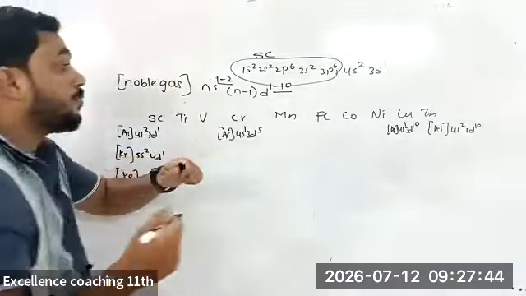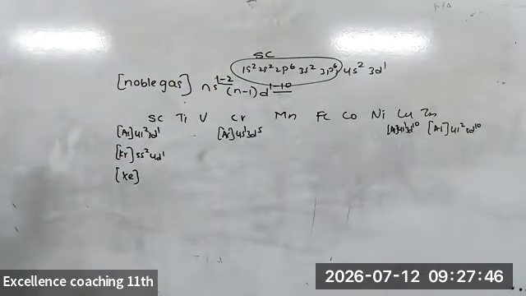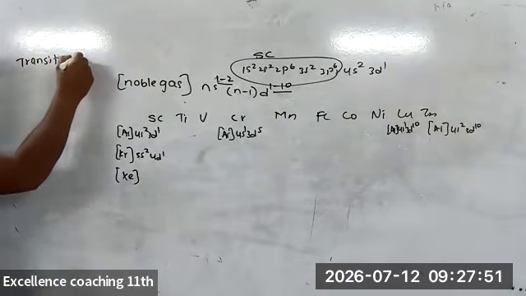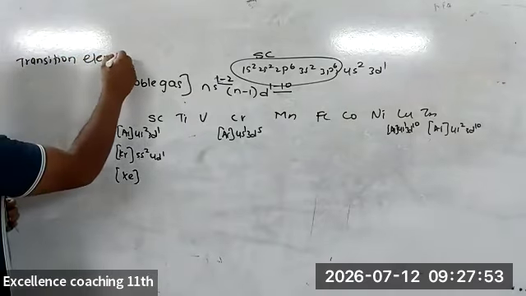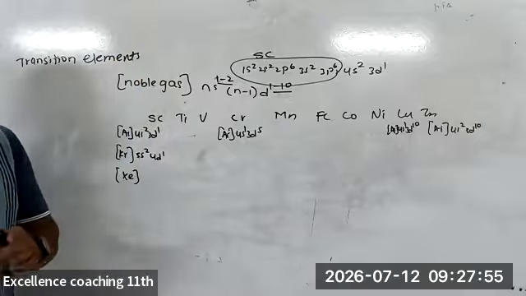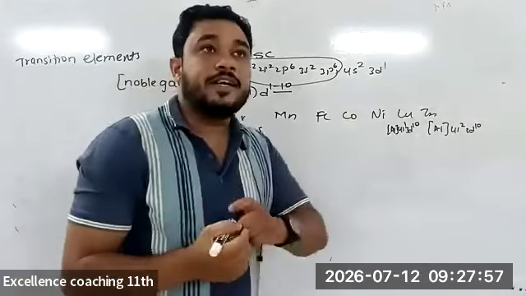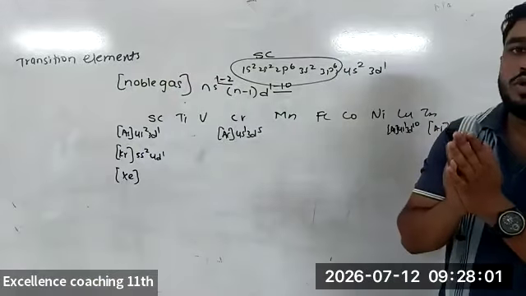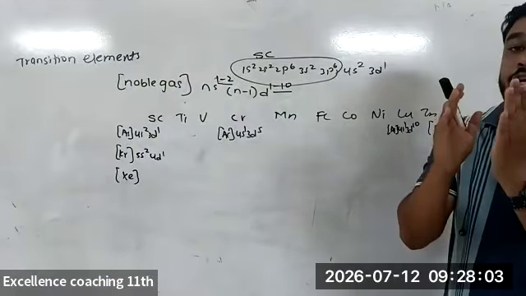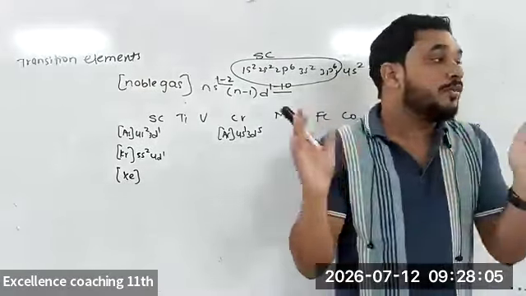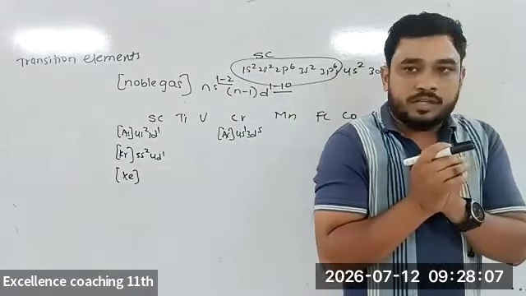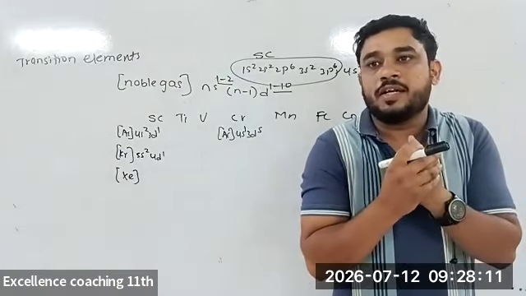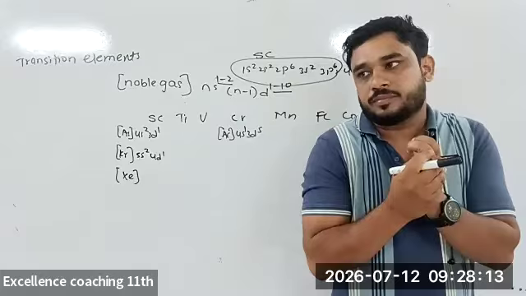Other points before I go with the topic. D block elements are also called transition elements. What are transition elements? Transition elements are those elements whose d orbitals are not fully filled.